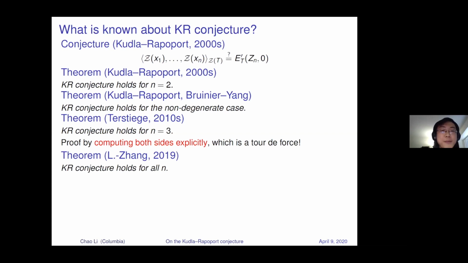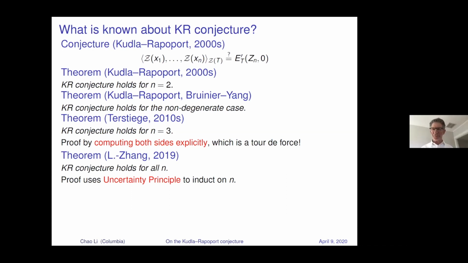All right, so the main theorem today is that the Kudla-Rapoport conjecture holds for all n, without any assumptions. Needless to say, the proof will be different; it will not be by computing both sides explicitly. I hope to explain that the proof uses a standard tool from local harmonic analysis, namely the uncertainty principle, to run an induction argument on the integer n.